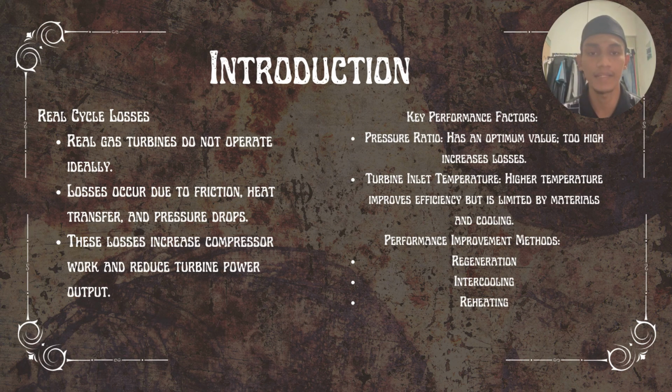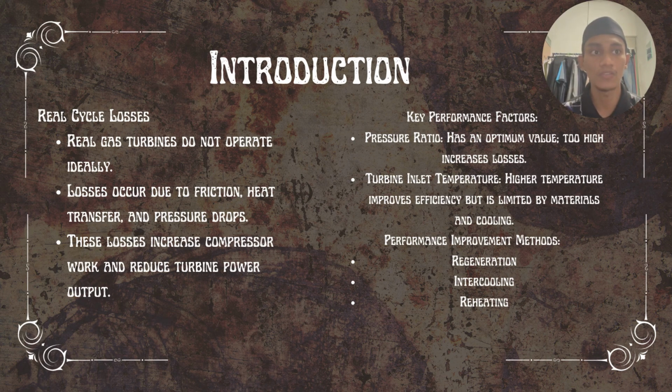Next is real cycle loss. Point number 1 is that real gas turbines do not operate ideally. Point number 2 is that losses occur due to friction, heat transfer and pressure drop. Point number 3 is that these losses increase compressor work and reduce turbine power output.